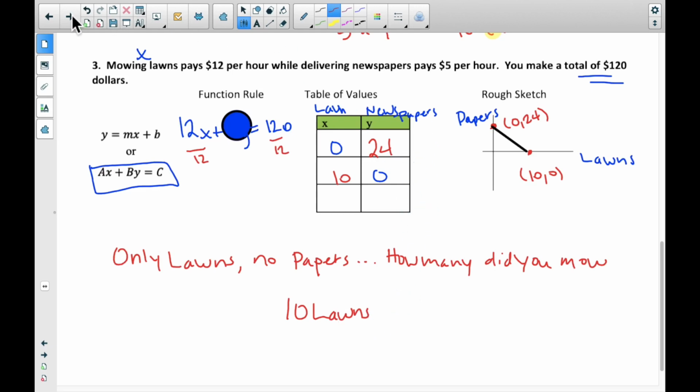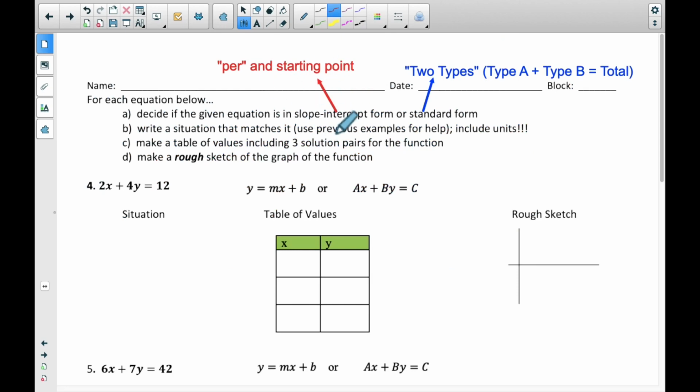All right, let's skip over to the back. At the top, I wrote, just to remind you, slope-intercept is per and the starting point. Standard form is two types. That's type A plus type B equals a total. Okay, so we're going to do a similar thing. The problem, though, is that we don't have a situation. This time we're given the equation. Here's our equation. We have to decide what kind it matches to.